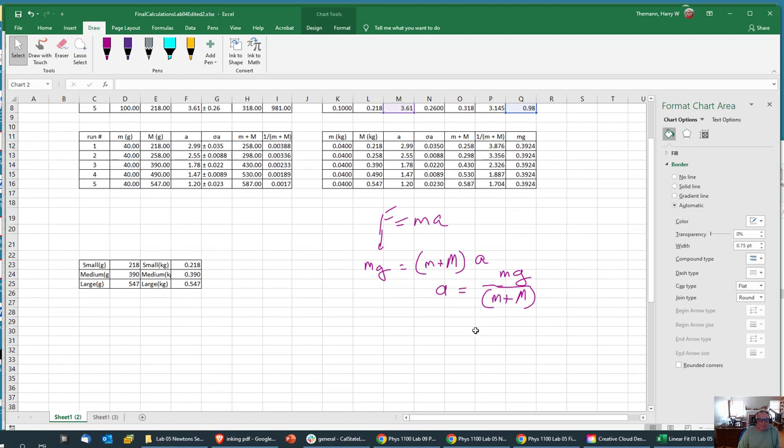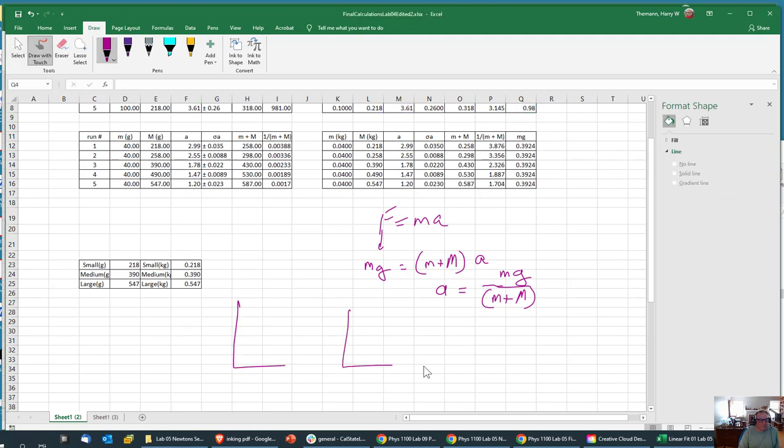And so you see where if we can now make 2 plots, both of them are going to have acceleration on the y-axis, because that's our dependent variable. And our independent variable, one of them is going to be the mg, with the slope of 1 over m plus M. And one of them is going to be 1 over m plus M, and the slope is going to be mg, because that's going to have a constant force.